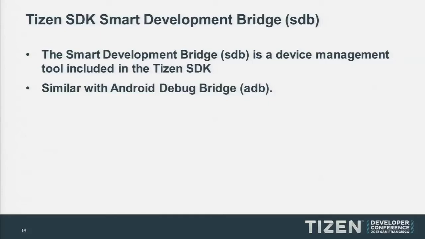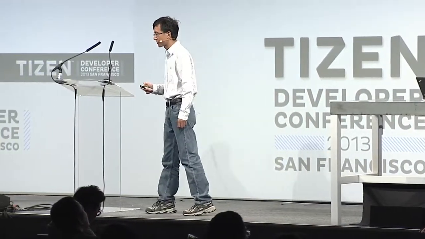OK, so the next component is the Tizen SDK Smart Development Bridge, SDB. The SDB is a device management tool included in the Tizen SDK. It's very similar to the Android ADB, so I will not spend more time on this. I think most people are very familiar with it.